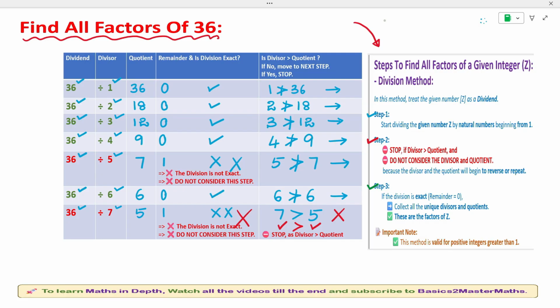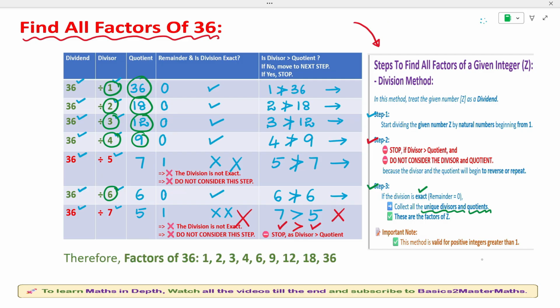Step 3. If the division is exact, collect all the unique divisors and quotients. In this case, they are 1, 2, 3, 4, 6, 9, 12, 18, and 36. Therefore, factors of 36 are 1, 2, 3, 4, 6, 9, 12, 18, and 36.